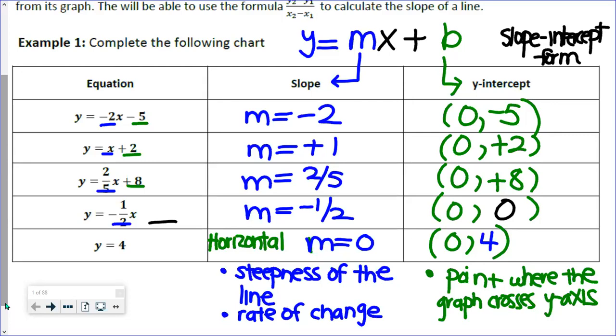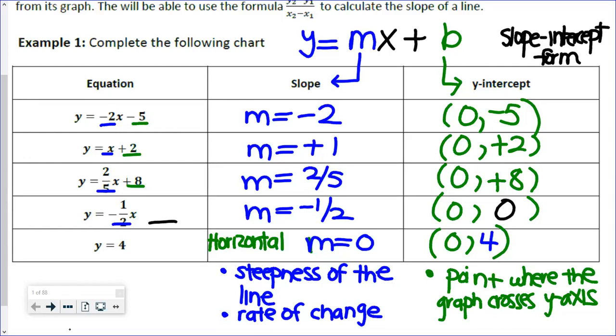Okay, so when we're analyzing for vertical asymptotes, we learned yesterday that when we restrict anything in the denominator, that results in a vertical asymptote. So we have the steepness of the line is my slope. The point where the graph crosses the y-axis is my y-intercept.